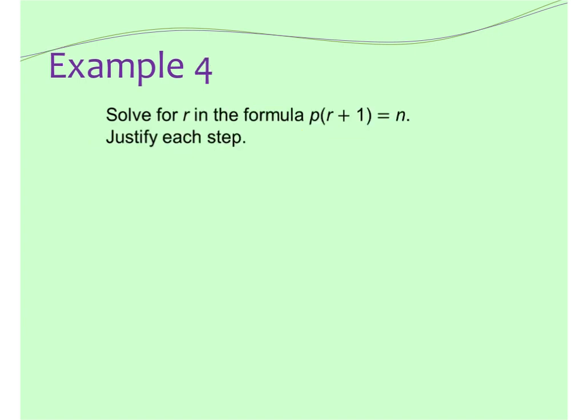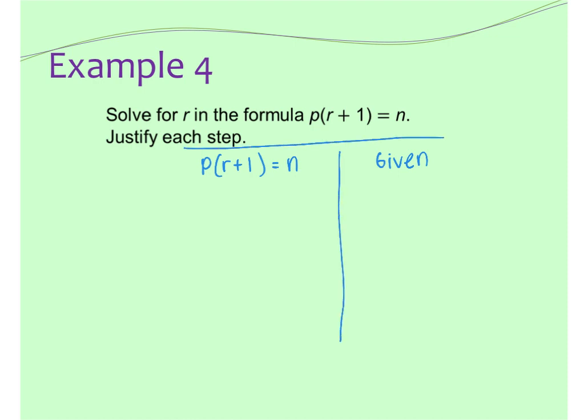Example 4. Solve for r in the formula p times r plus 1 equals n. Okay, so now we've got multiple variables. We're not going to plug in anything for the variables. We're just going to try to get r by itself on one side of the equation. So what we're going to do is first rewrite it. So it's going to be p times r plus 1 equals n. This is what was given.